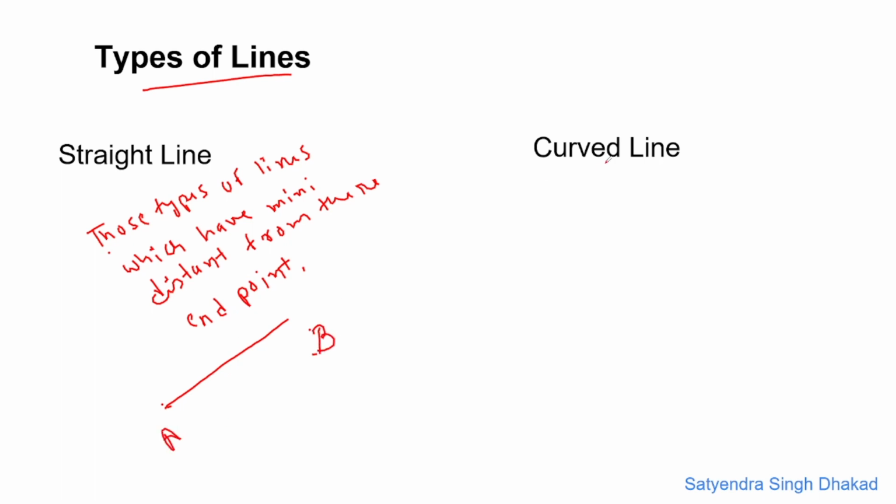Curved line. Those types of line which do not have minimum distance between them are known as curved line. For example, circle, arc, etc.